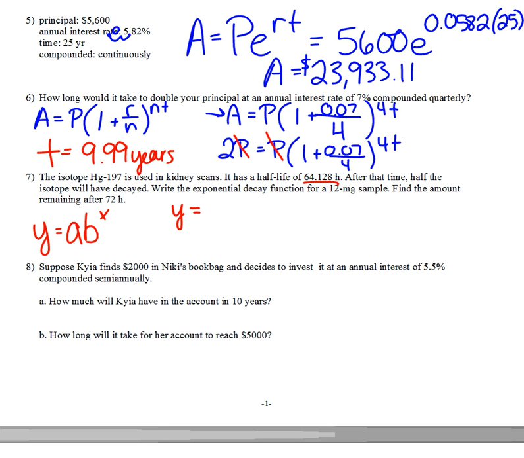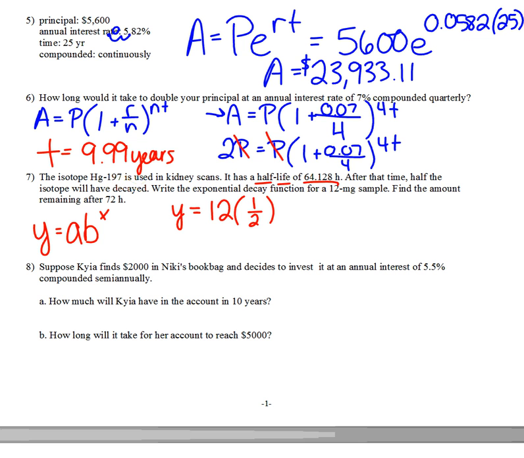Our final amount, which I'm going to call y, you could call it a bunch of different things, is equal to the original amount. Remember, that's what a is. That's our y-intercept. It's where we started. So 12 times b. B is our constant multiplier. What's our constant multiplier? Half-life. So our constant multiplier is 1/2.